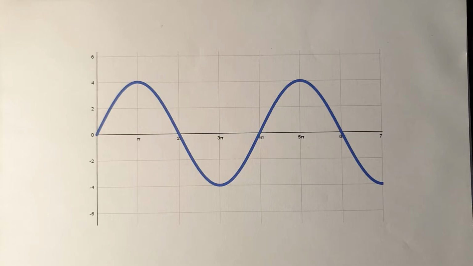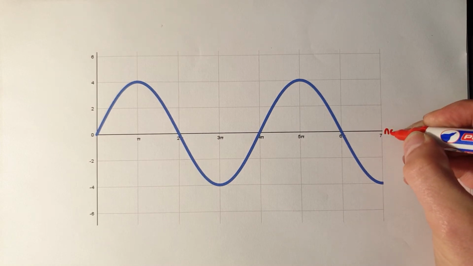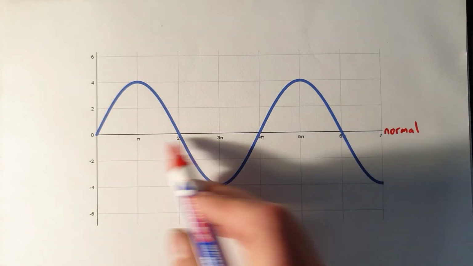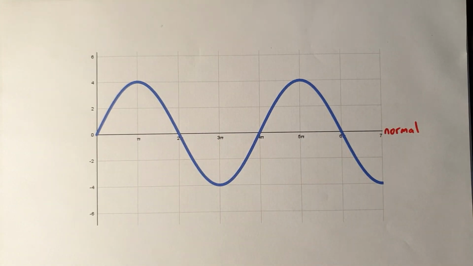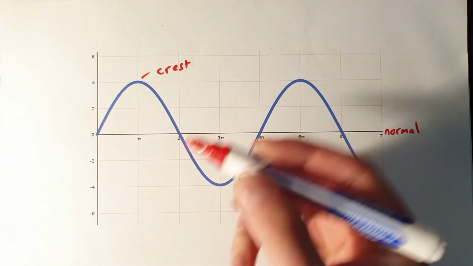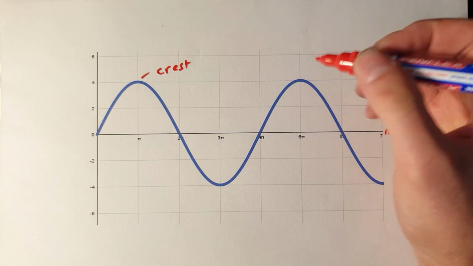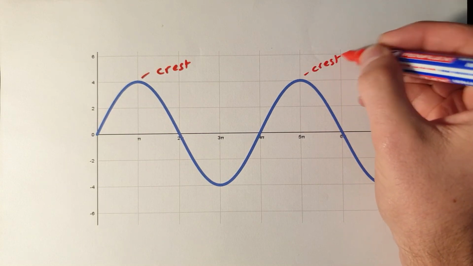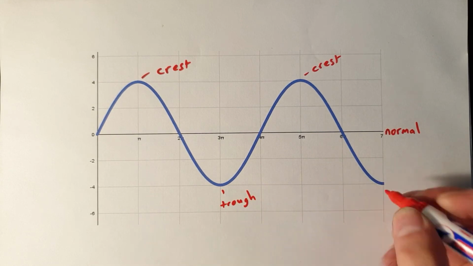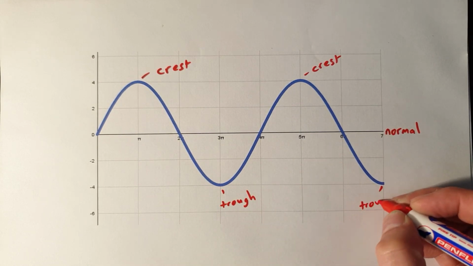Firstly, we have our crests and troughs. Now, crests and troughs are simply the furthest point away from the normal position. So, what is a normal position? A normal position is the rest position or the equilibrium point of the wave, or the center point of it. We then get our crests, which are the highest point above the normal, which means that this is also a crest. And then our troughs are the lowest point. Both of these would be troughs.